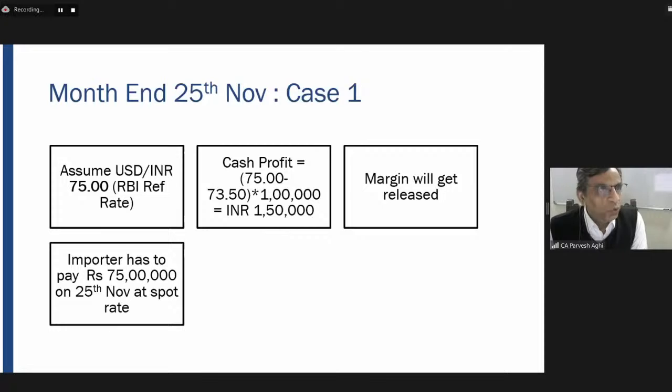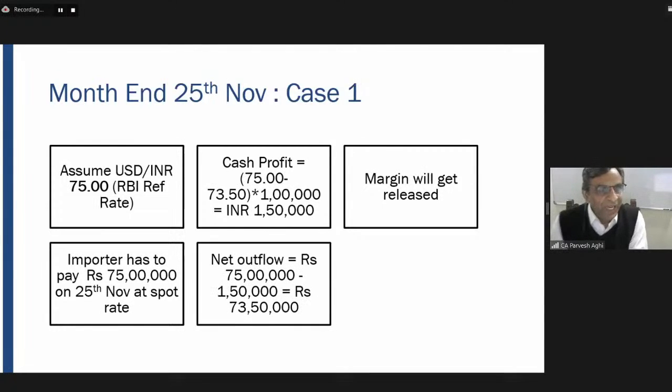Now, the month end is over, 25th November has come, the importer will go to the bank, and the rate, assuming, is 75 rupees spot rate. So the importer has to pay a payment of 75 lakhs. So this is the transaction which is happening outside the stock exchange. Okay, fine. But his net outflow will be how much?